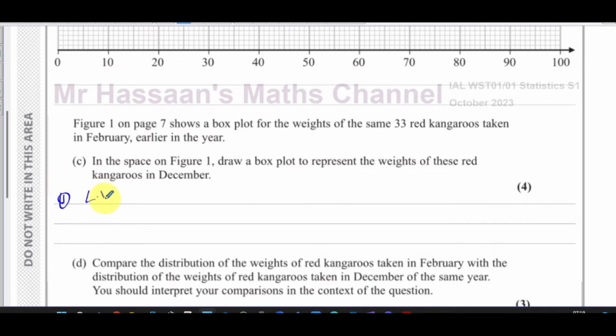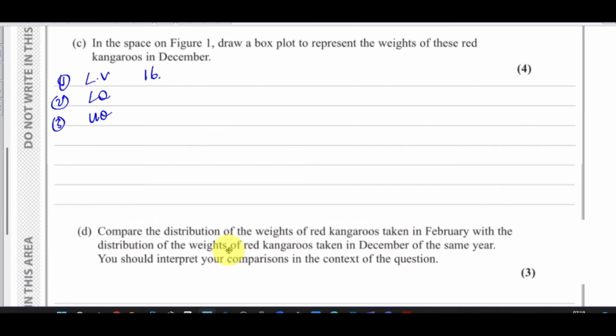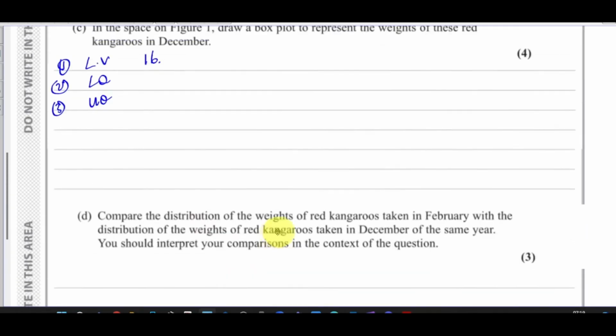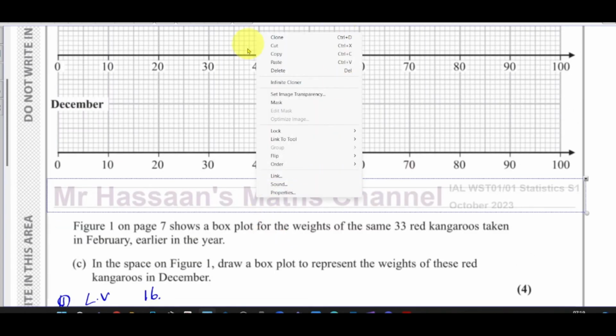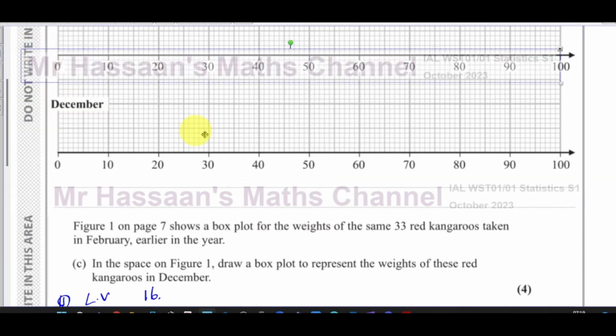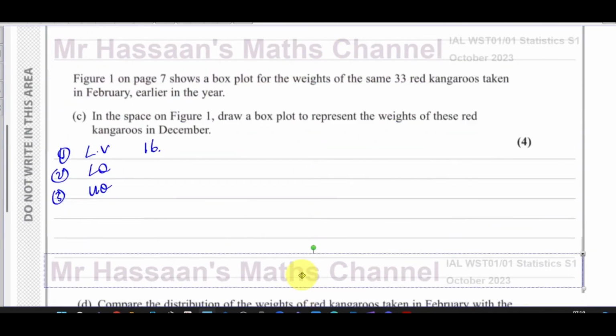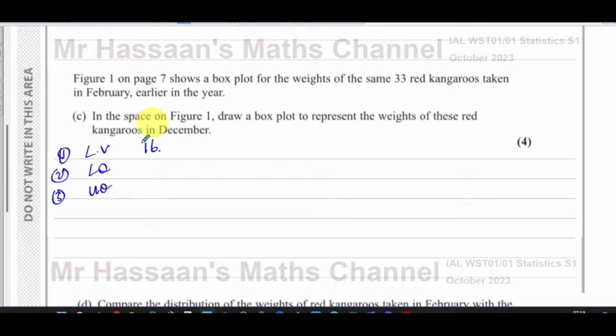It says, in the space in figure 1, draw a box plot to represent the weights of these red kangaroos in December. Okay, so I need to have 5 key pieces of information. I need to have the lowest value, which is 16. I need to have the lower quartile. I need to have the upper quartile. Let me make some space here. Okay, so I need to have the lower quartile, I need to have the upper quartile, I need to have the median. So let me put it in order.